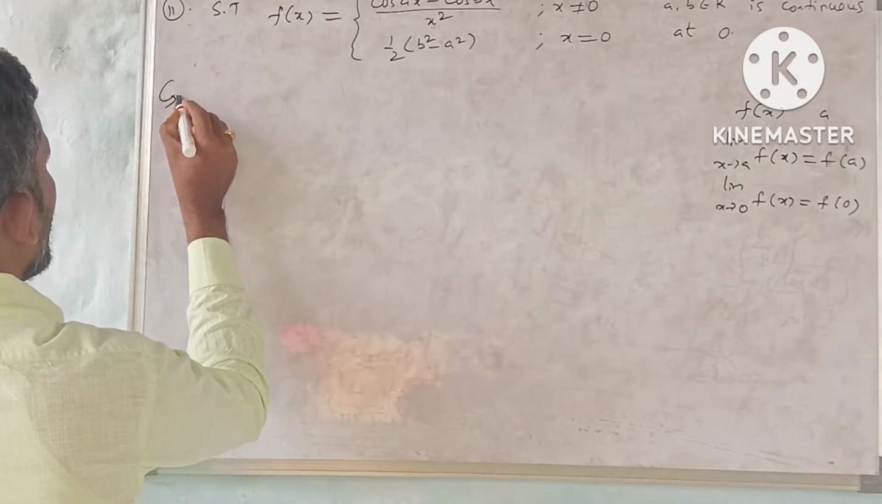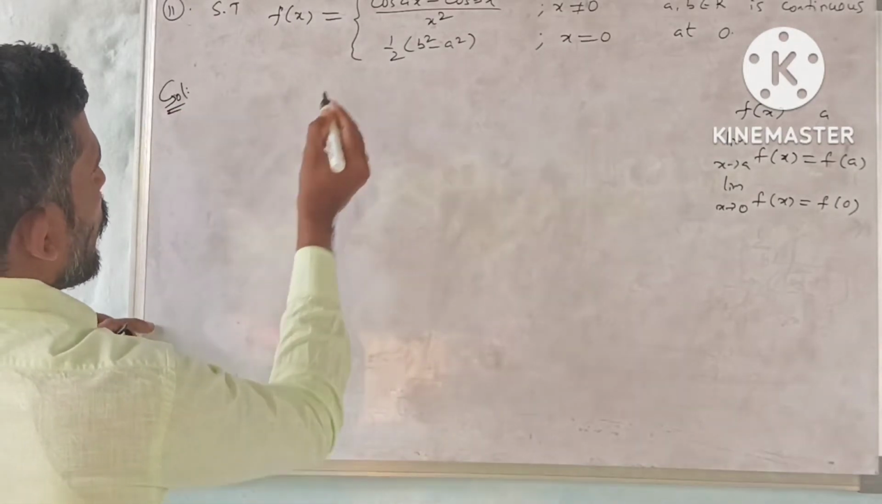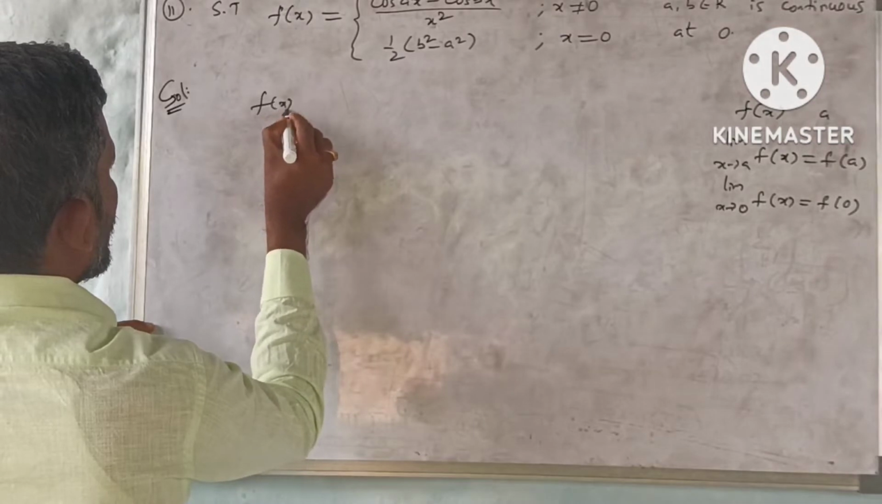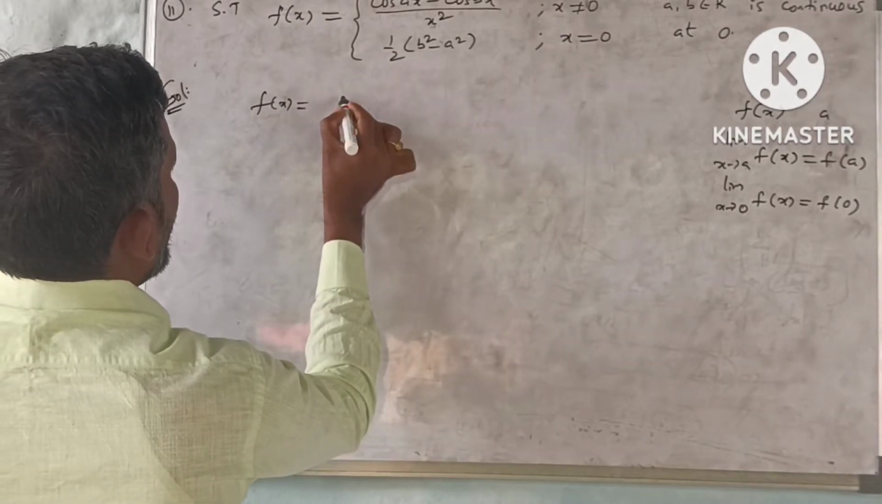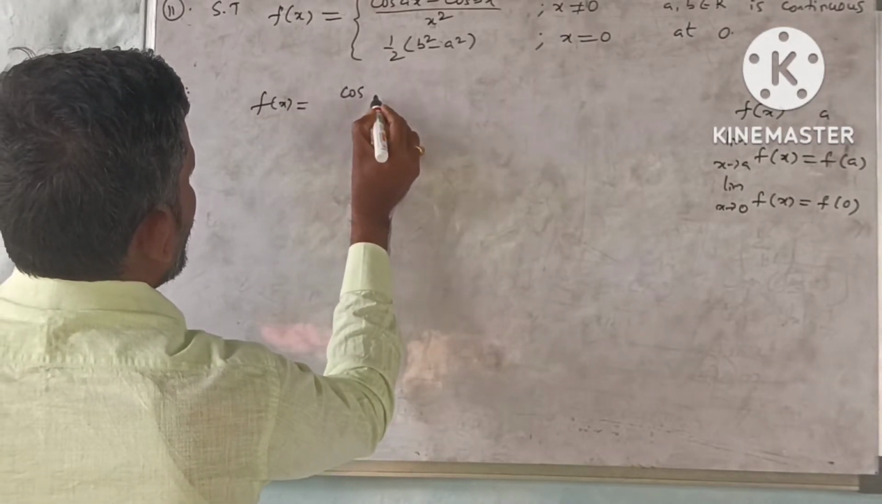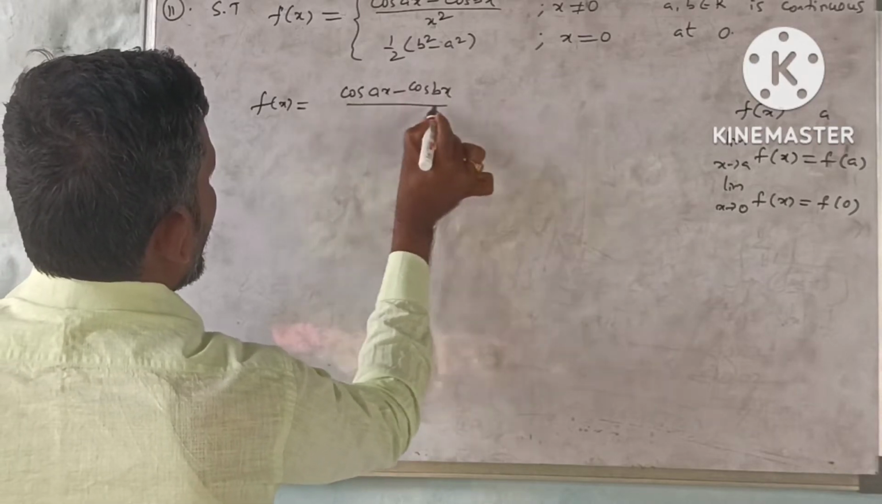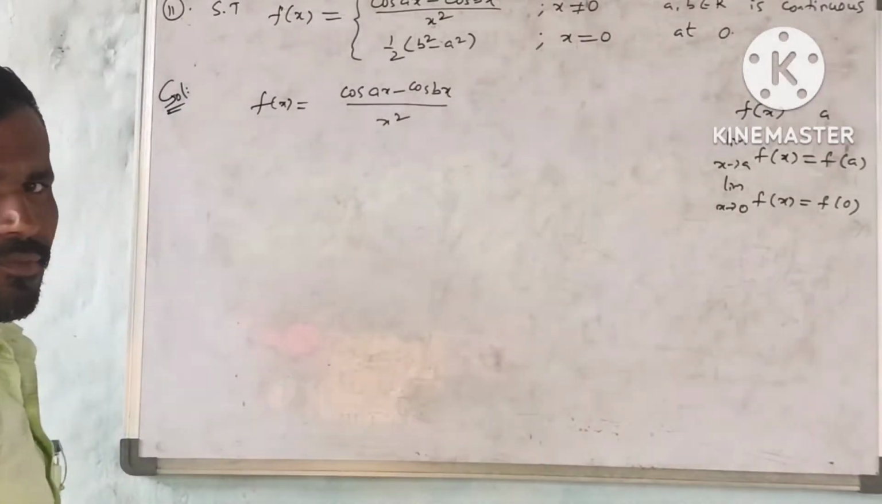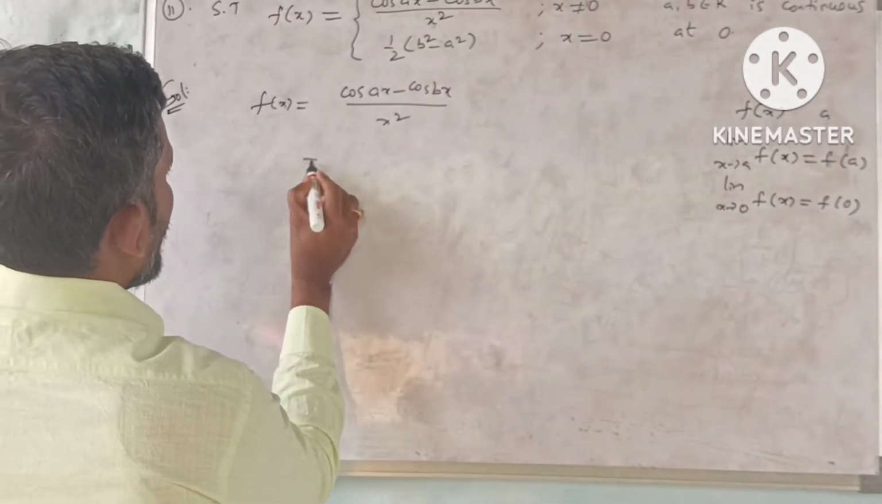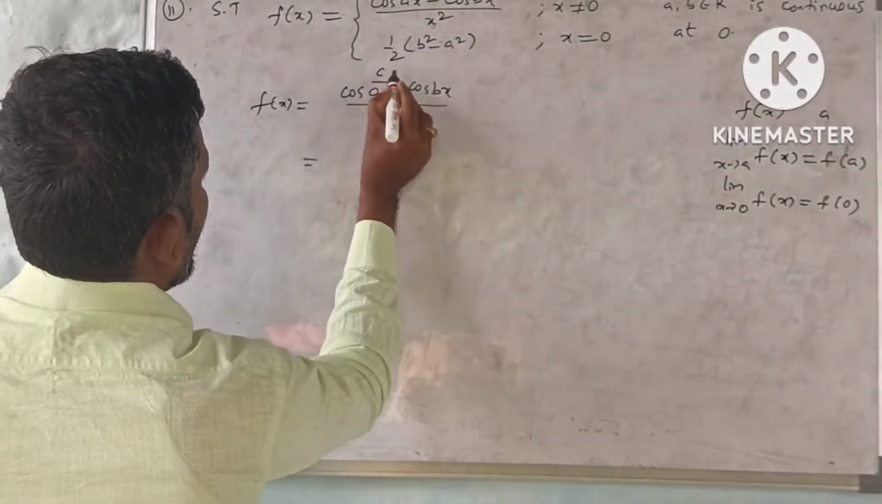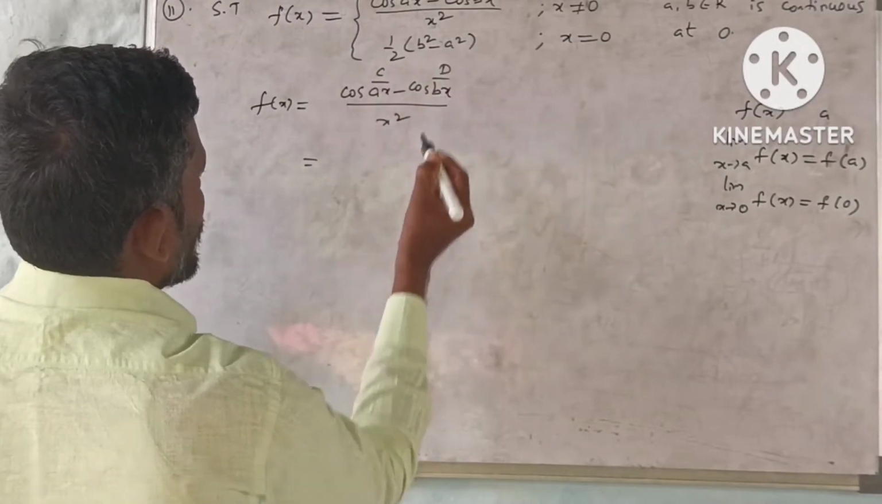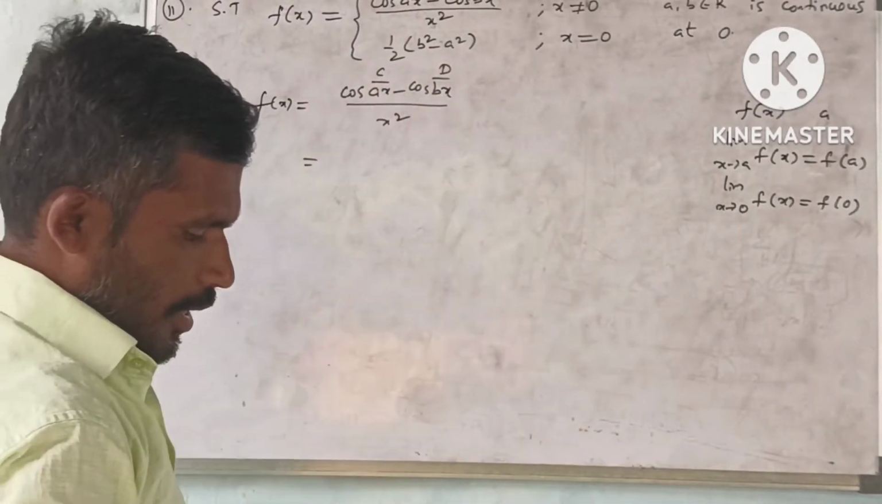So in the solution, what is the f of x I am taking? f of x is cos ax minus cos bx by x square. Okay? So this whole thing I am taking as c, and this as d. So cos c minus cos d.